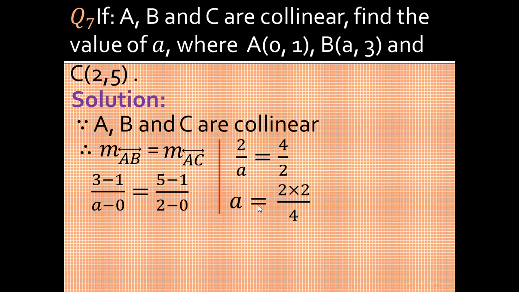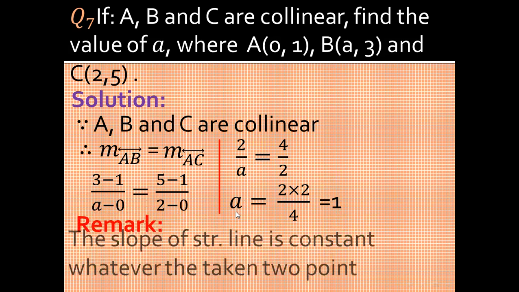So a equals 2 times 2 over 4, and 2 times 2 equals 4. 4 divided by 4 equals 1. And this is the value of the unknown a. a equals 1.